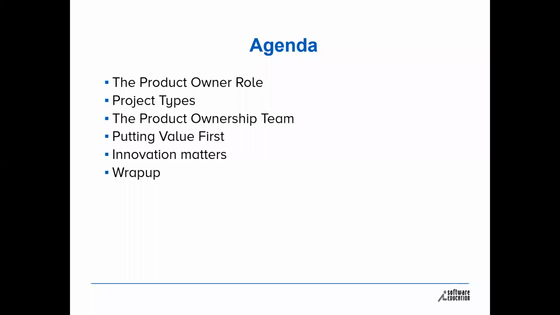We'll look at the product owner role. We'll look at the impact of different project types on that. Then I want to look at what it means to be a product ownership team. My premise here is that ownership is a team sport. Then we'll have a little discussion about value and a bit about innovation, because one of the most important characteristics of effective product ownership is solving new problems and coming up with new ideas. It's not redoing stuff we've done before. So innovation really does matter.